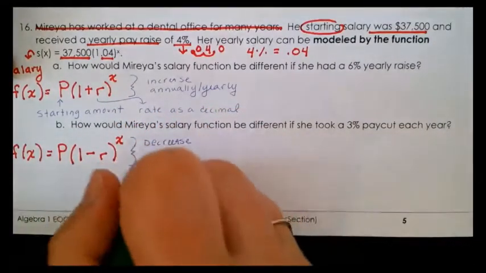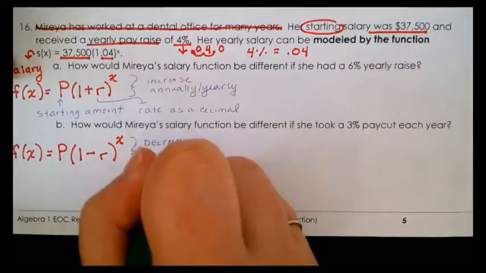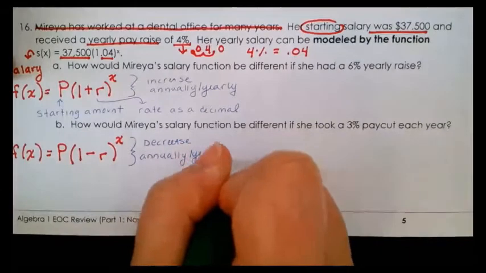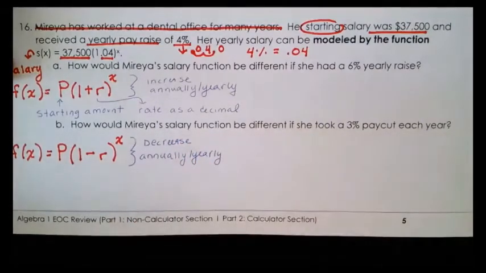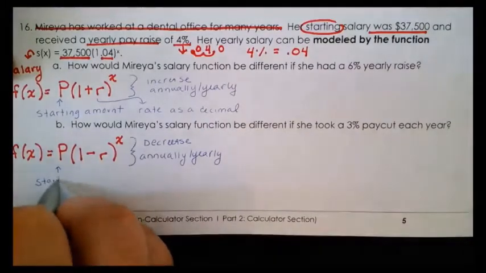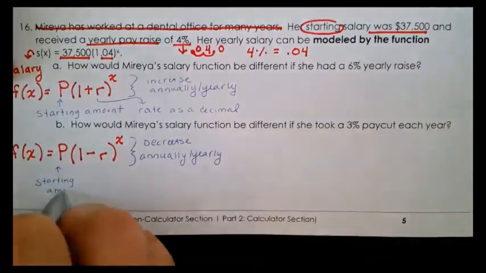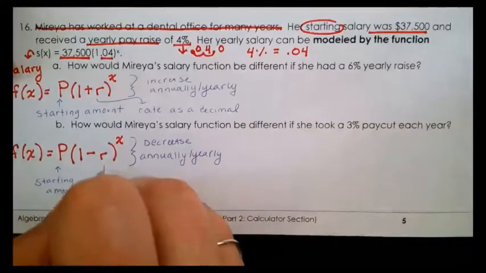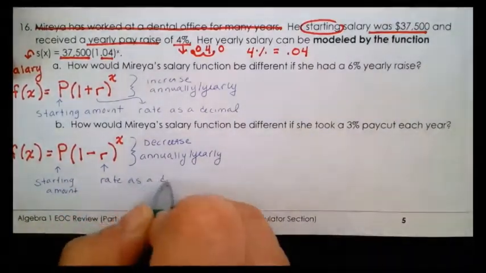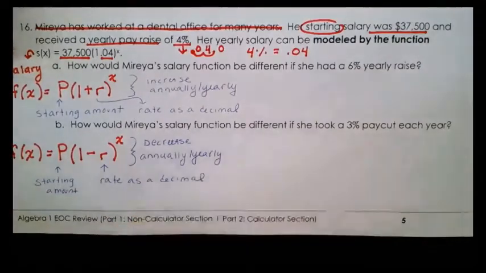So if you decrease annually or yearly, decrease. And again, same thing, this is the starting amount. And then the rate needs to be as a decimal. So those are your notes. Let's go back and answer the questions.